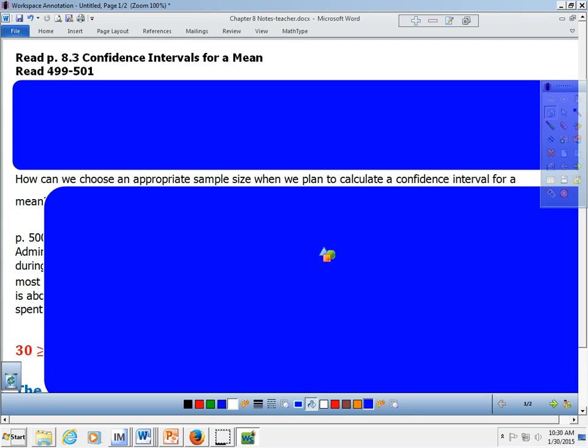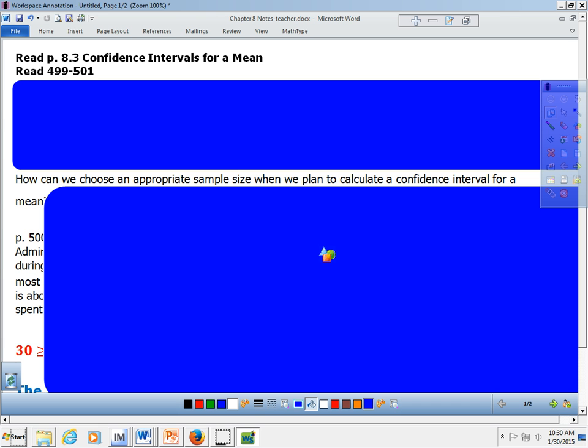Going to get into section 8.3 tonight. And 8.3 is all about trying to estimate a population mean. So we're going to move away from proportions for a little bit and get into our sample means to help us estimate the population mean, or a population mean, whatever mean it is that we want to try to get.